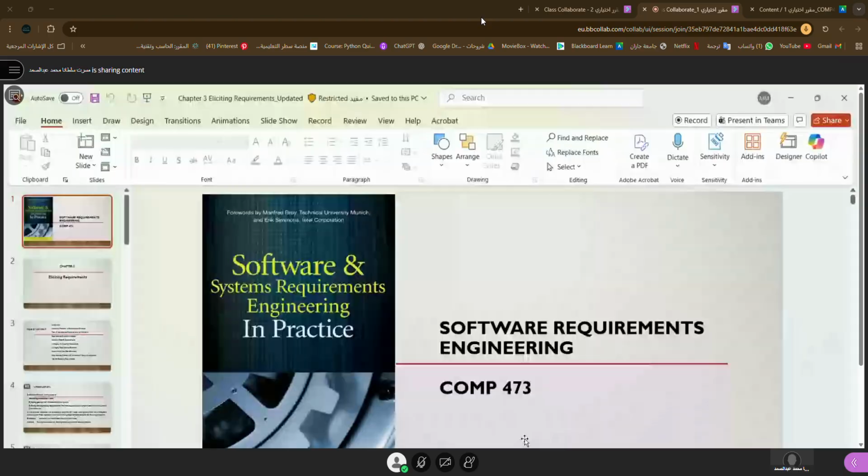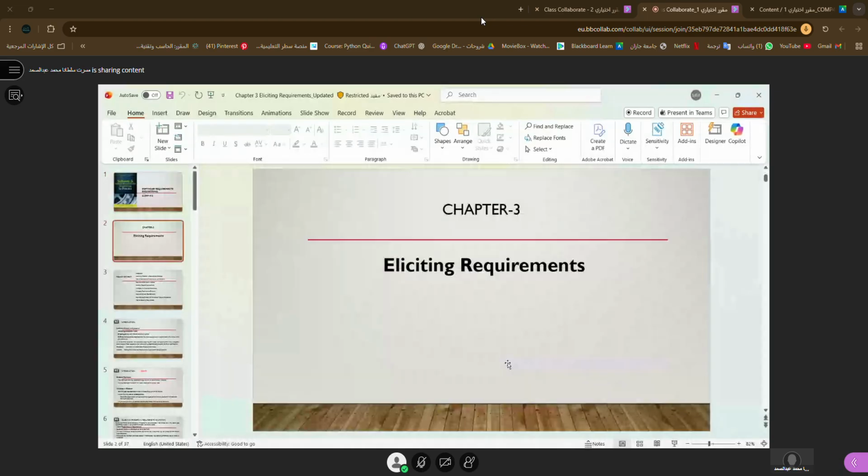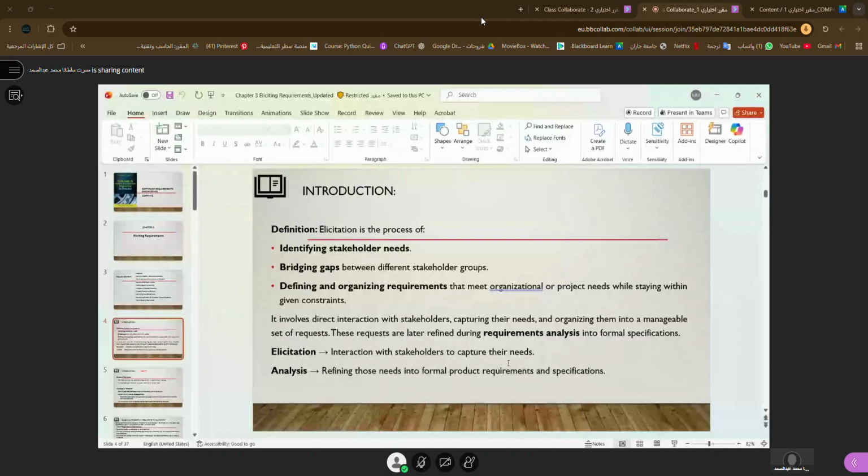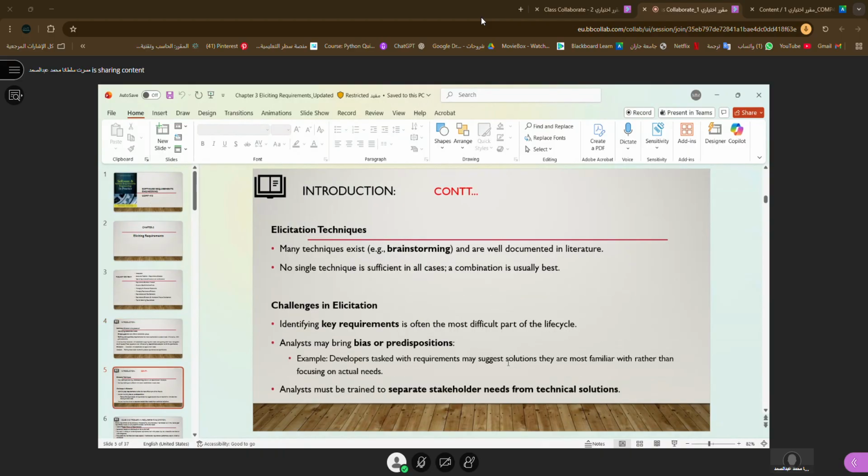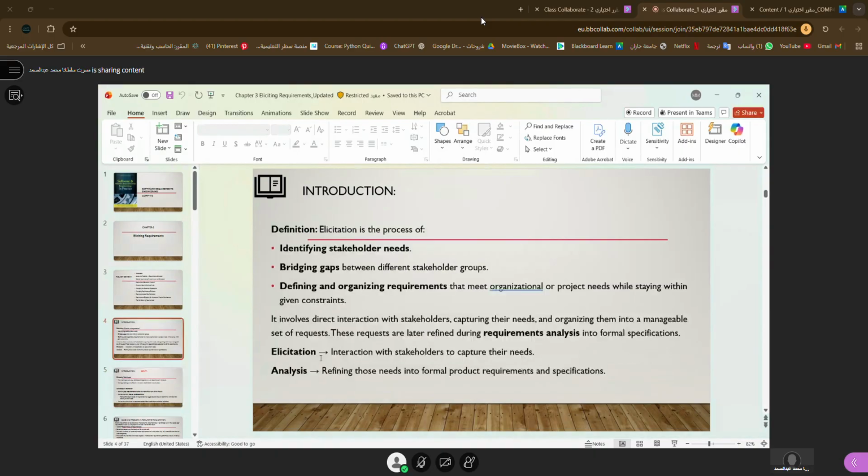What is chapter number 3? Requirements, software requirements engineering. So here, the definition. What is elicitation? Elicitation is the process of identifying and defining. These three things you have to write about elicitation. And also you need to know what is elicitation. Short. This may become like a multiple choice or short.